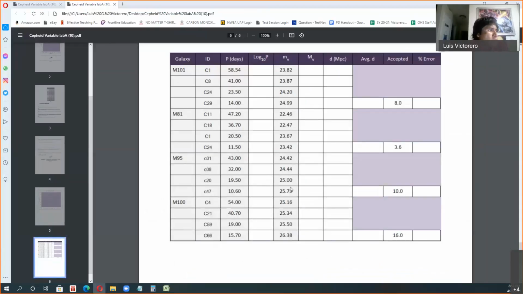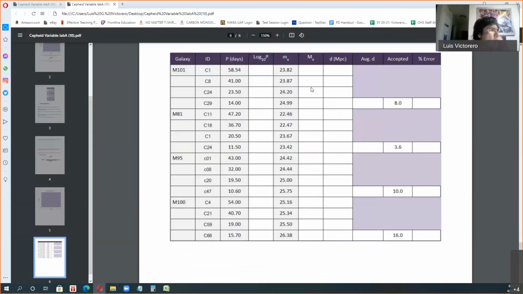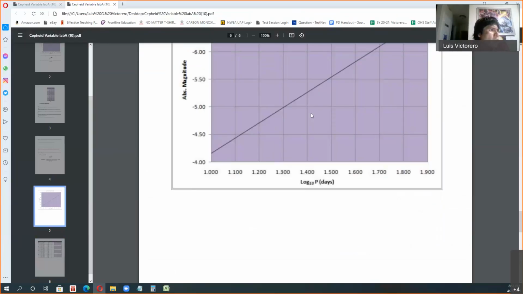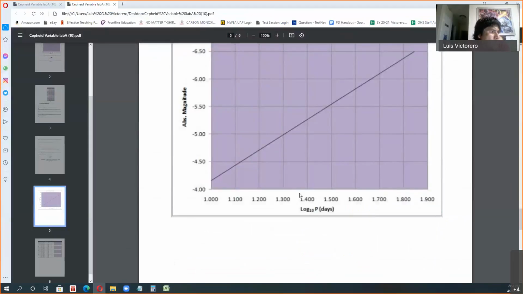Then this, you can copy. Let's do it for 1 star. The apparent magnitude in visual is 23.82. How am I going to get the absolute magnitude? Well, I'm going to use this value, 1.77, and locate it here, like I did. So it's here, right? That's why I use this shape.